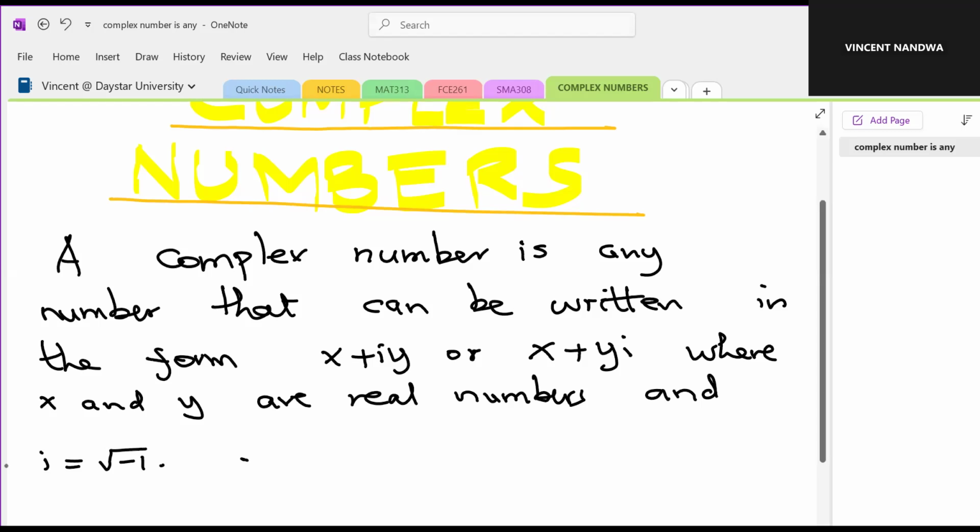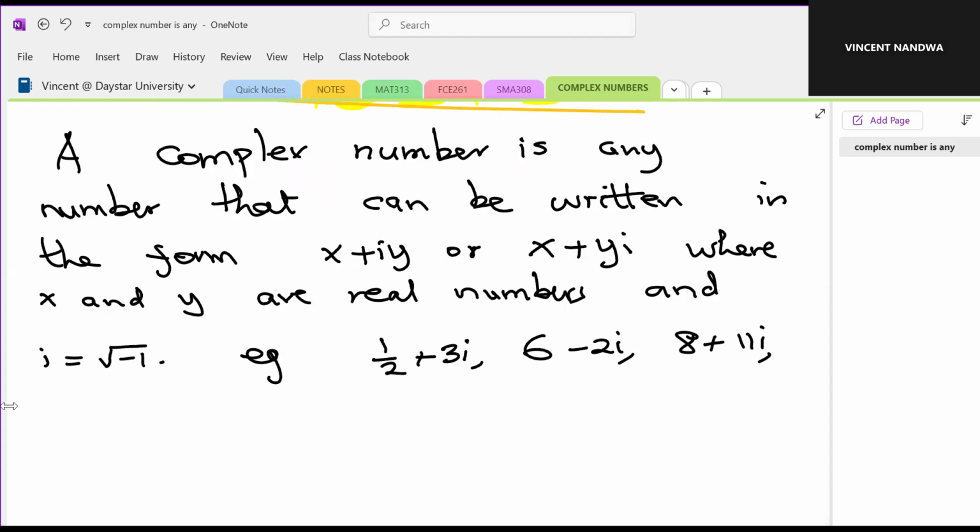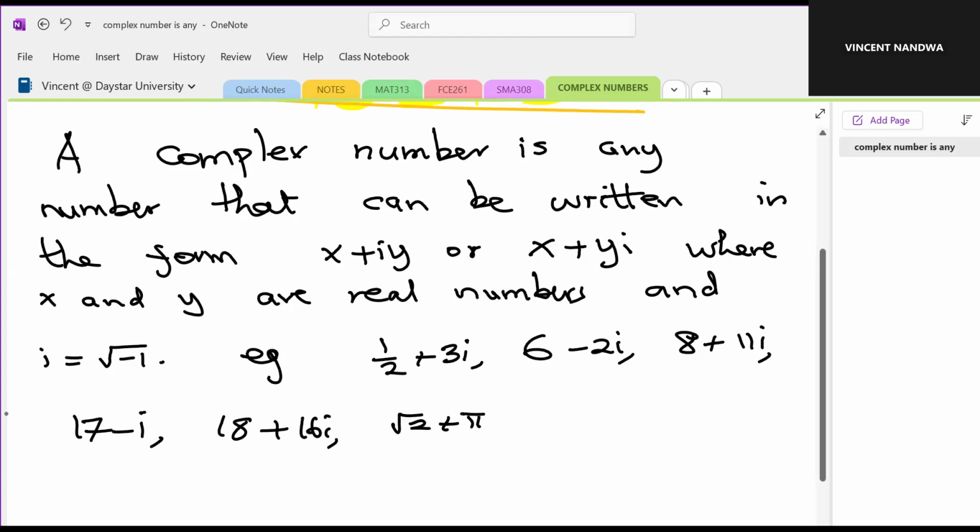For example, a number like 1/2 plus 3i, 6 minus 2i, 8 plus 11i, 17 minus i, 18 plus 16i, root 2 plus pi i, etc. All these are examples of complex numbers.